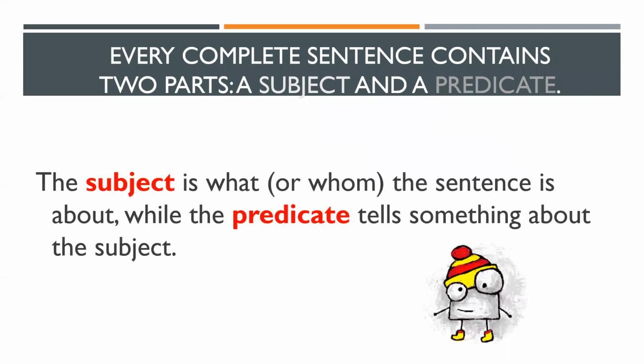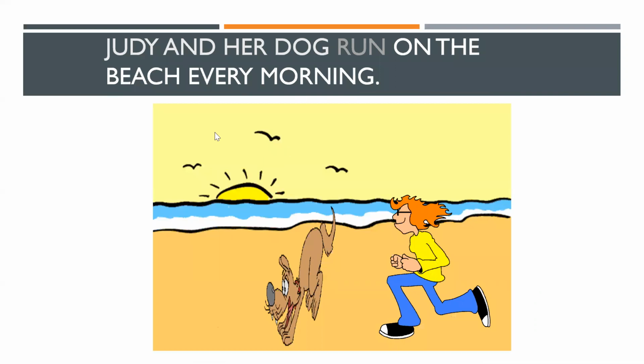So please have a look at the following. You have this sentence and also this picture. This one is Judy, and this is her dog. What is happening here is: Judy and her dog run on the beach every morning. So who are the doers? We have Judy and her dog. And then what did Judy and her dog do? They run.